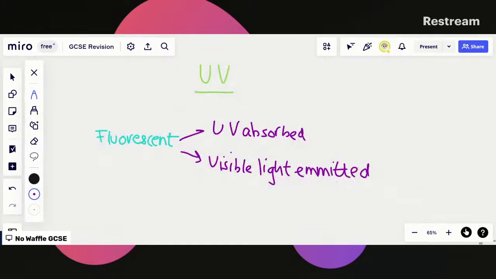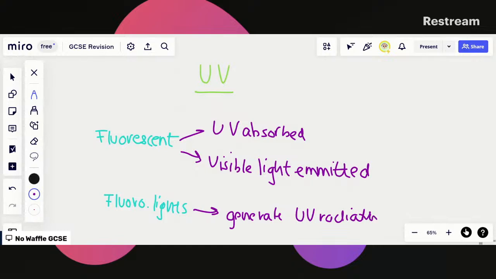If you're ever asked in an exam situation how the property of fluorescence comes to be, you can talk about how it contains chemicals where the ultraviolet light is absorbed and the visible light is then emitted. And that's why they look so bright, because the fluorescent things are actually emitting light. Now, fluorescent lights actually generate UV radiation as opposed to absorbing it. As it generates this UV radiation, it is then absorbed and re-emitted as visible light by a layer of a compound called phosphor on the inside of the bulb.